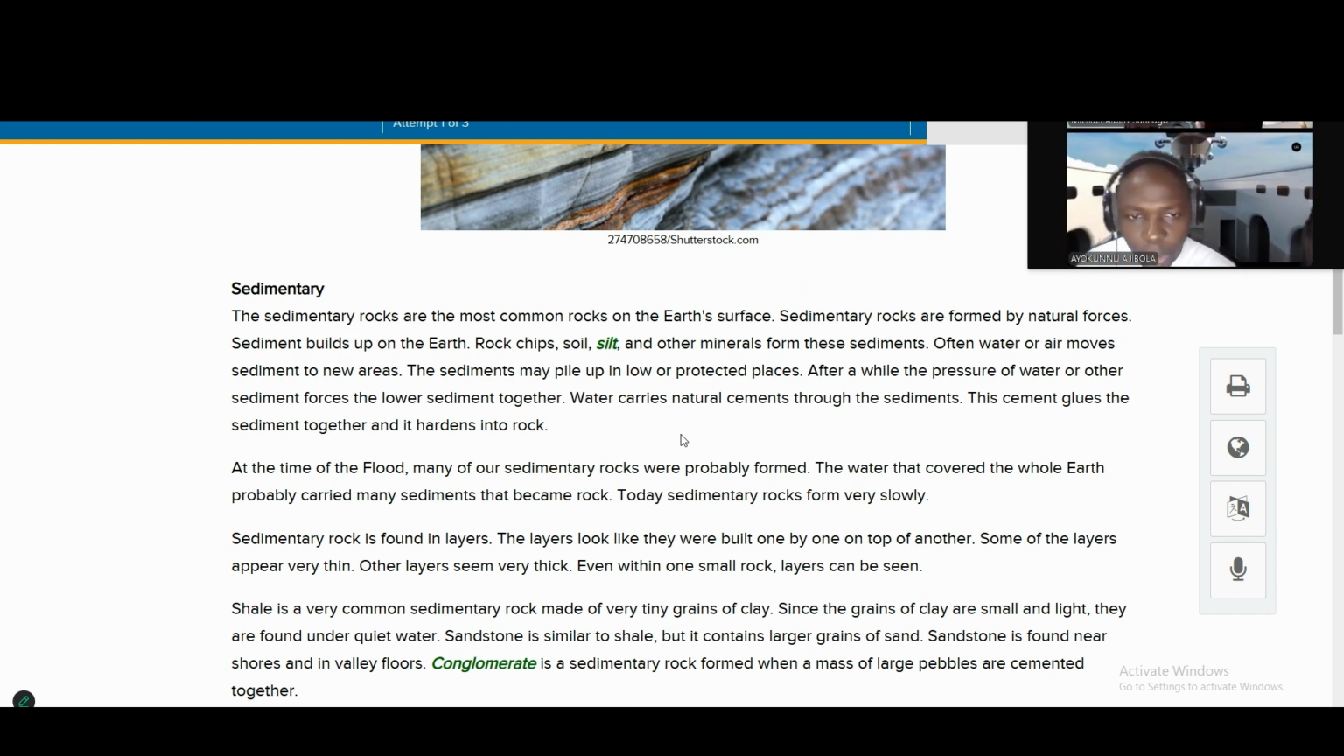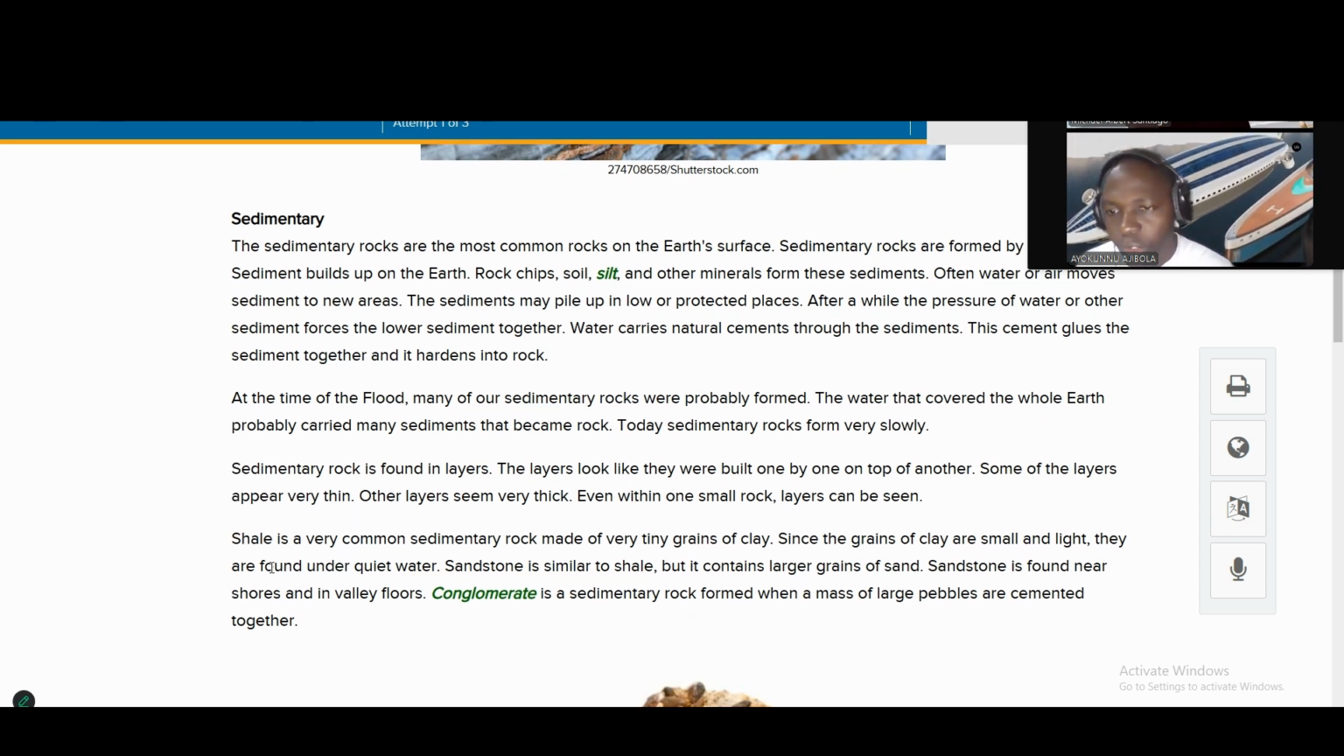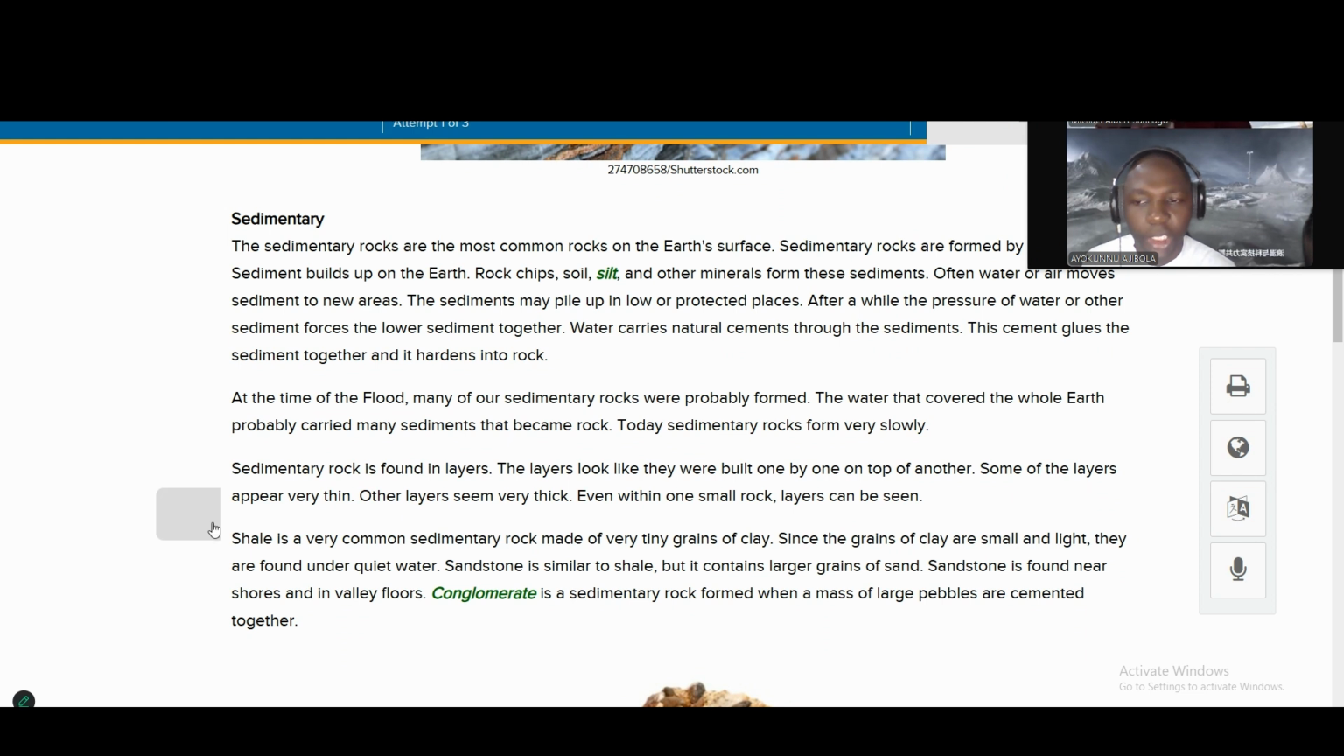They form very slowly and are built one layer on top of another one. Some of the layers appear very thin, other layers seem very thick. Even within one small rock, layers can be seen. That's sedimentary rock. Shale is a very common sedimentary rock made of very tiny grains of clay. Shale, take note of this, shale.